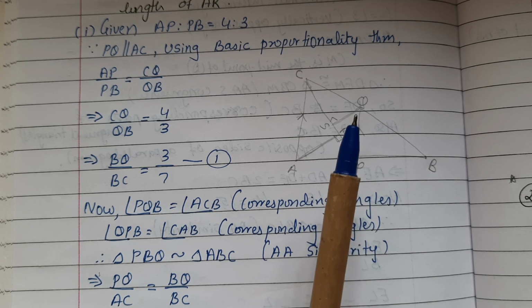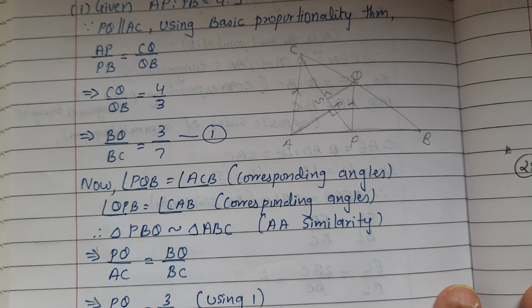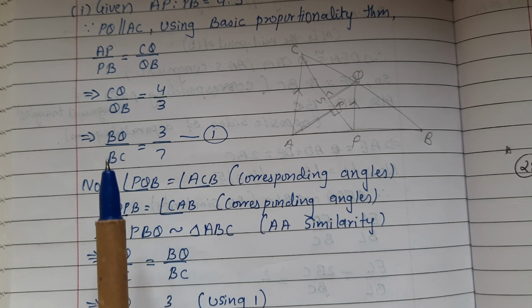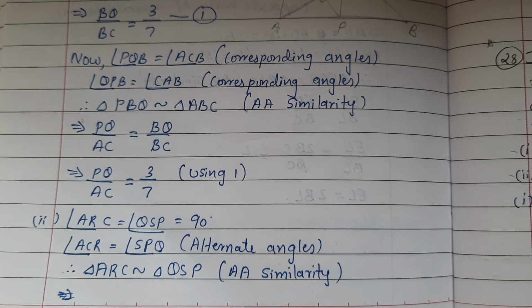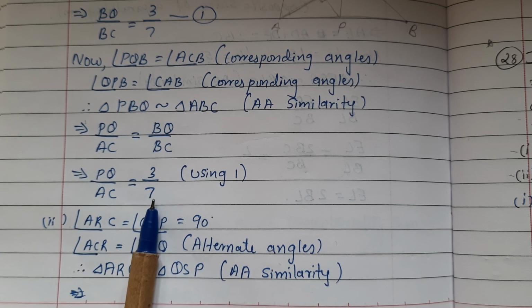This implies that since the triangles are similar, sides are proportional. PQ upon AC is equal to BQ upon BC. BQ upon BC is 3/7. Therefore, PQ upon AC is equal to 3/7 using equation 1.